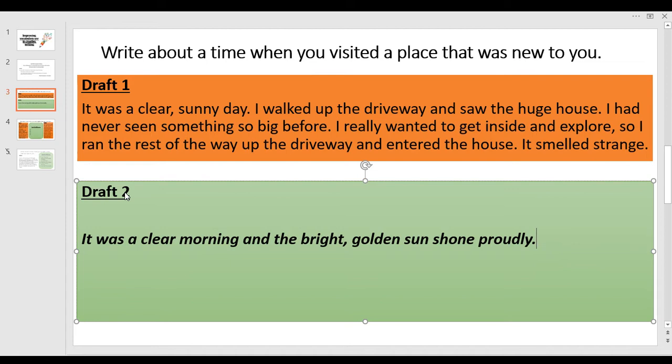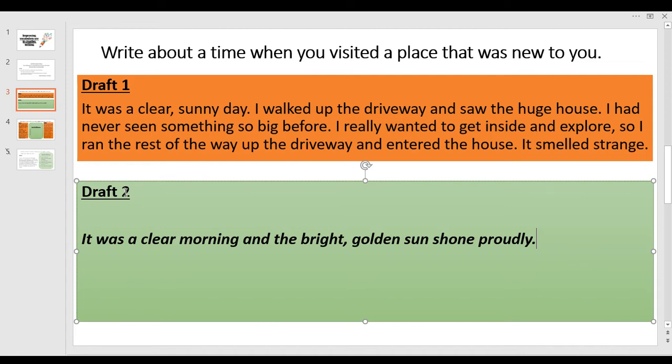We've got it was a clear morning, indicating what time of day we're referring to. You've got an extended noun phrase there with the bright golden sun. Can a sun actually be golden? We've used a technique there, a metaphor. And again, can the sun shine proudly? So you've got that extended use of metaphor there. So we'll continue.